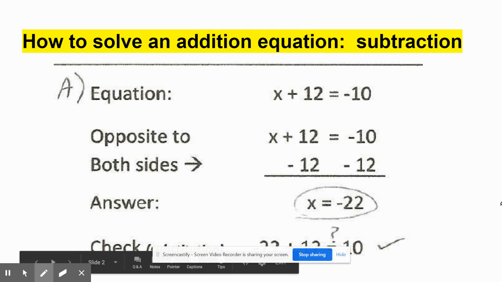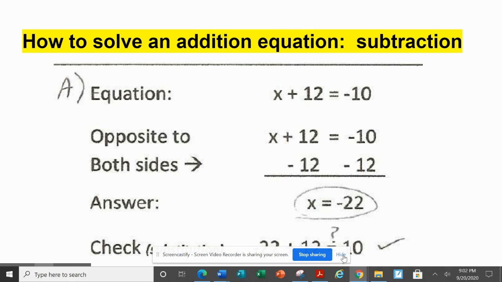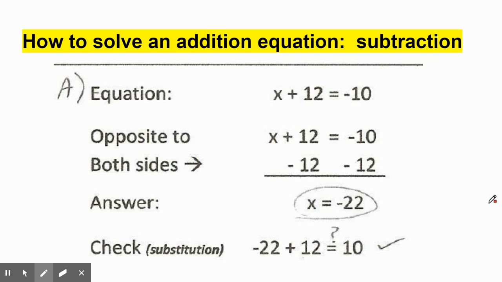Okay, so first I want to take you through the first one-step equation here, which is an addition equation, x plus 12 equals negative 10. You can see that equation, it's right up here. Okay, so remember that we are always doing the opposite to solve.